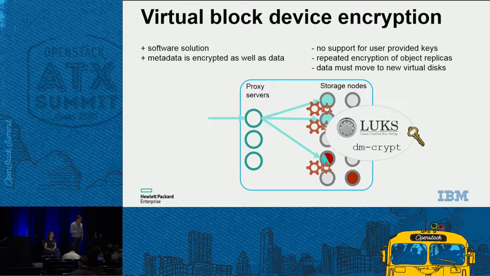So what we've been building in Swift is a software encryption solution in Swift itself that gives us much greater flexibility over the management of keys, including supporting those bring-your-own-key use cases I mentioned, and also only encrypts the data once as it passes into Swift and decrypts it once as it passes out of Swift. So Jane is going to go into some more detail about that now.